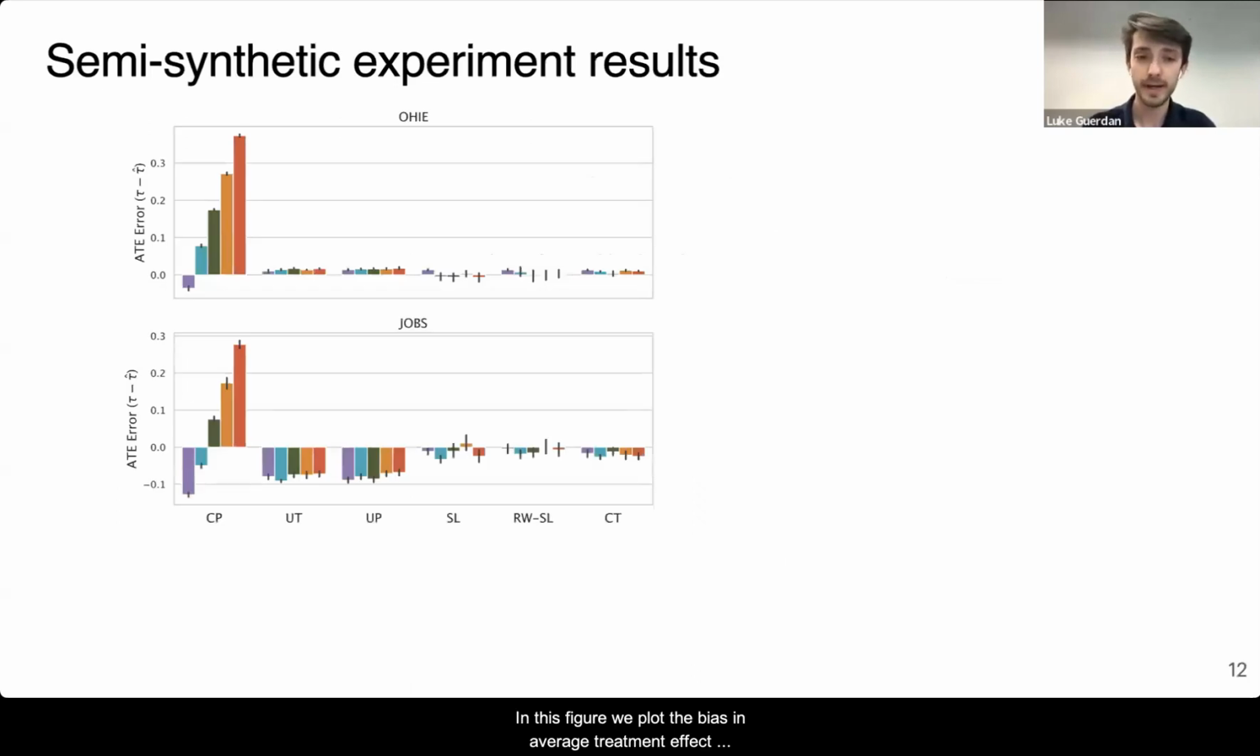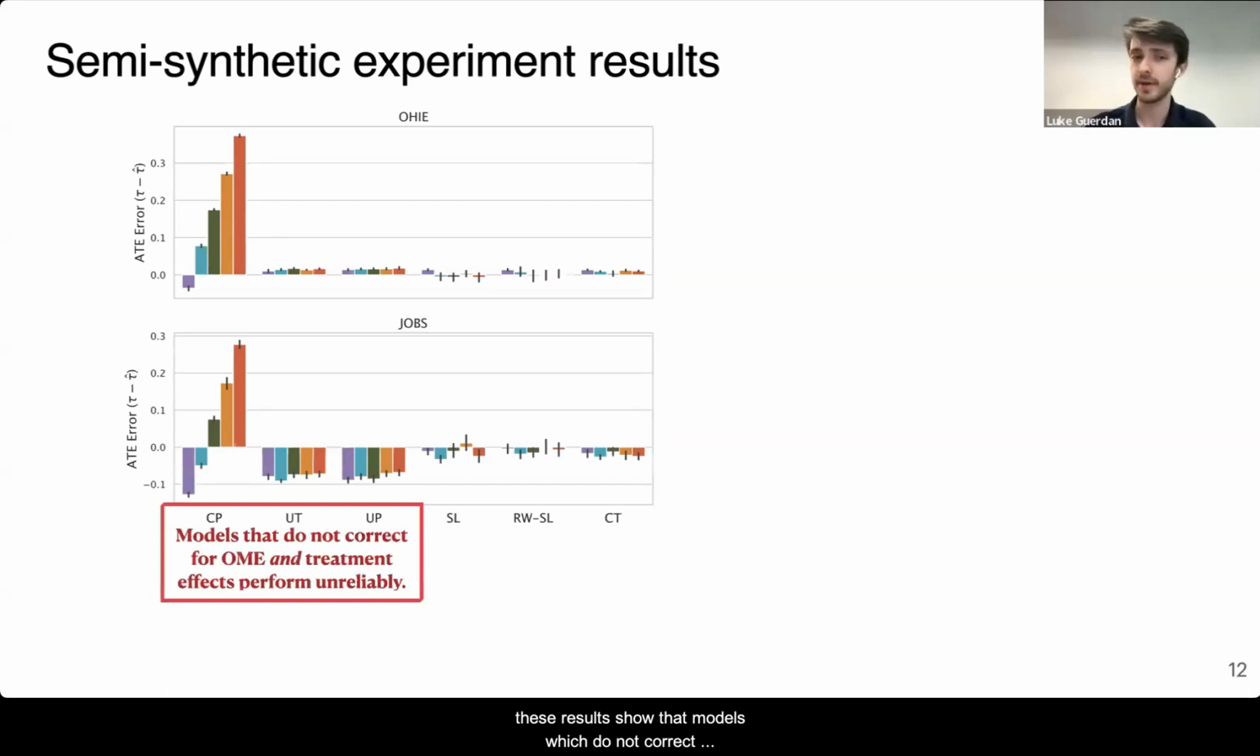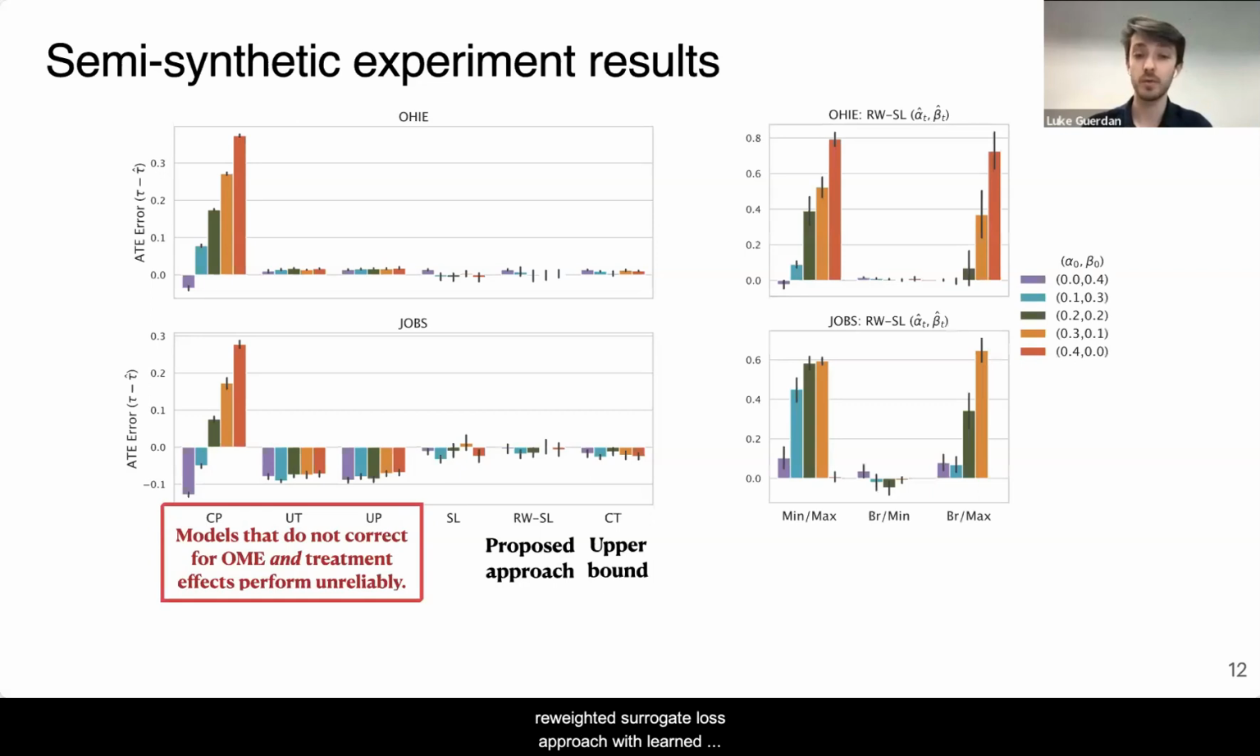In this figure, we plot the bias and average treatment effect estimates across 5 error parameter settings. And as with our synthetic evaluation, these results show that models which do not correct for outcome measurement error and treatment effects in parallel perform unreliably across settings. In contrast, our proposed approach performs as well as an oracle model with ground truth access to the target outcomes, labeled CT in this plot, when measurement error parameters are known. However, we observe limited performance improvements due to reweighting in this evaluation, as shown by the comparison against the SL method.